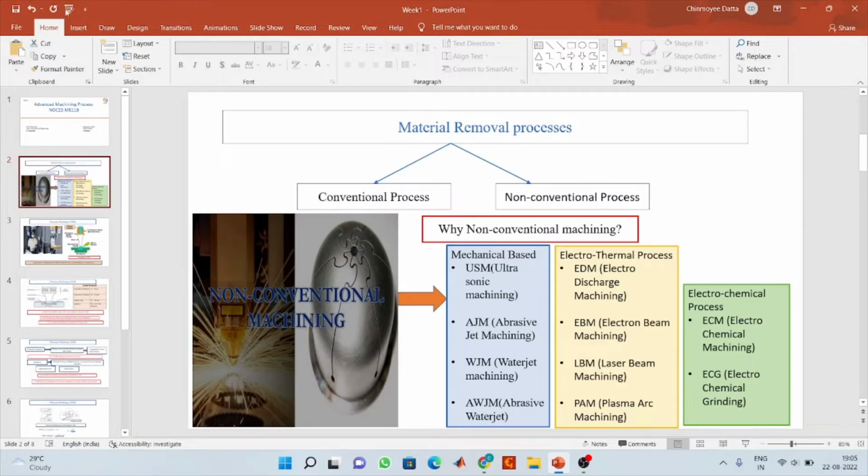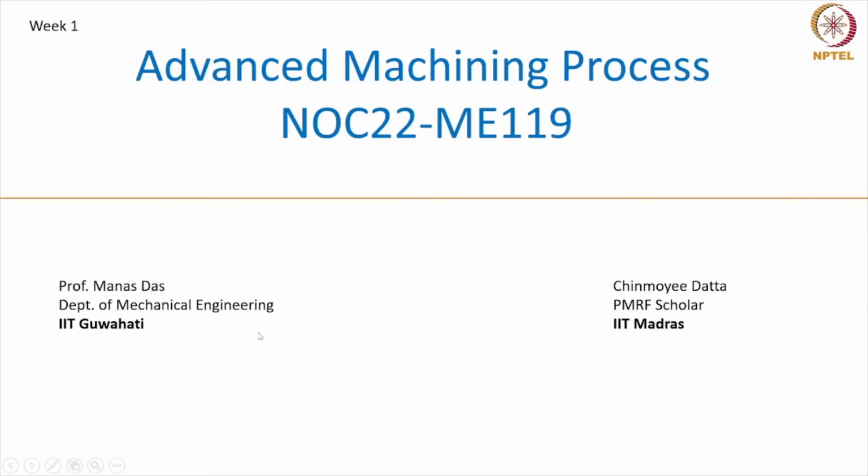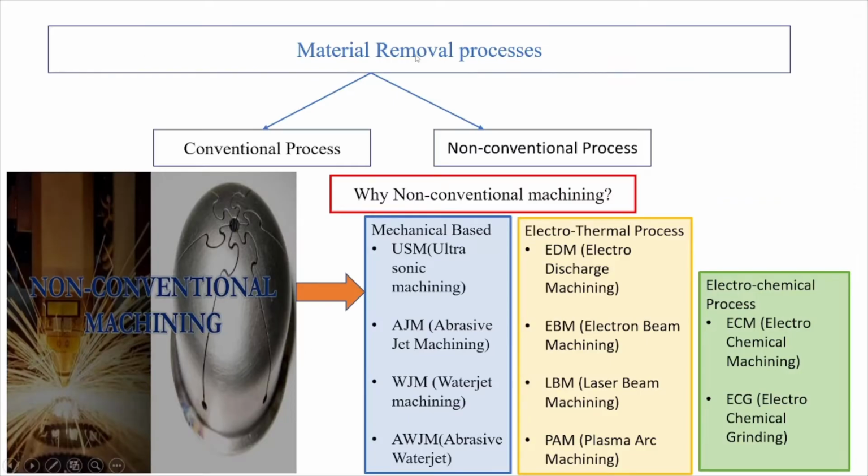Material removal process of any material is done by mainly two processes. One is conventional process and one is non-conventional process. So in conventional process, turning, milling, grinding, those methods are following. In non-conventional processes like ultrasonic machining, abrasive water jet machining, those methods are coming.